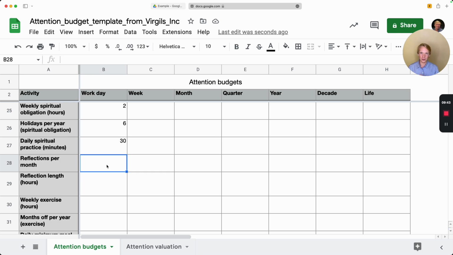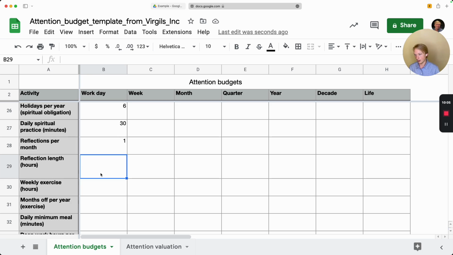In the same way you would do some kind of budgeting exercise or financial planning, I would recommend doing some kind of periodic reflection upon what your digital activities are. So reflections per month, put like 1. Maybe if you're starting out, you're doing it once a week or something, but I think doing some kind of reflection is important. All right. How many hours are you going to reflect for?